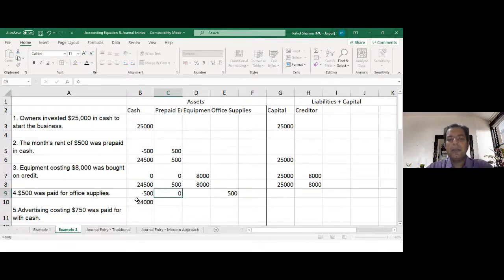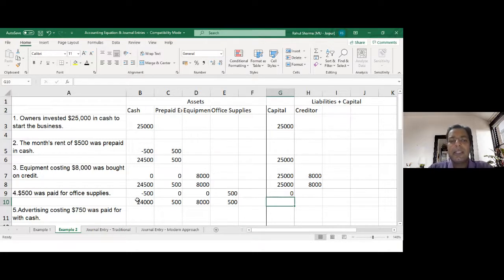There's zero impact on prepaid expenses, so that will remain 500. There's zero impact on equipment, so it will remain 8,000. And my office supplies will be increased by 500. Any change on the capital? No change on the capital because I bought office supplies. I paid cash, cash moved out of the business, that's why I reduced my cash. And I got office supplies, so my office supplies increased. So I added office supplies over here. Any change in capital? No. So capital remains at 25,000.